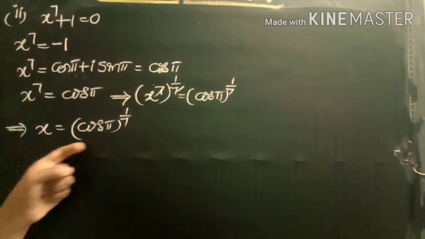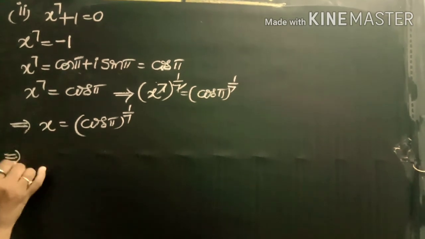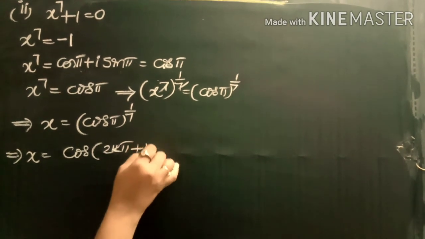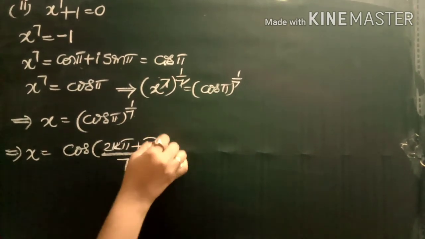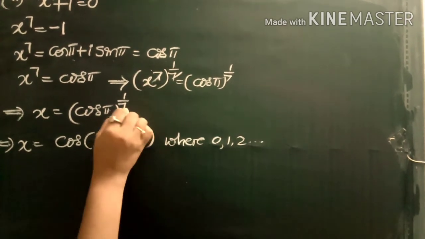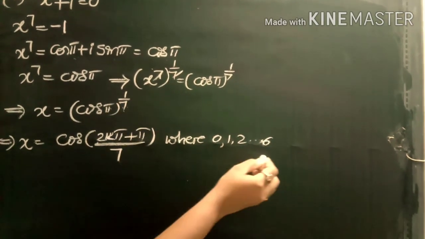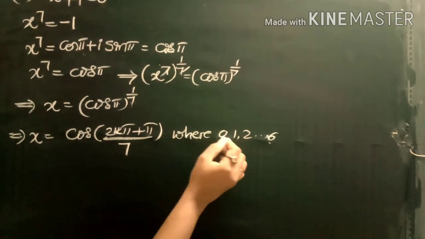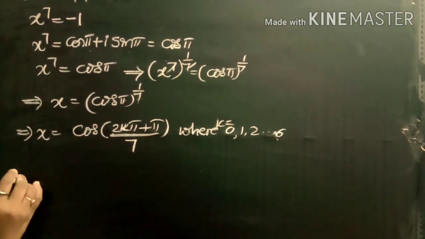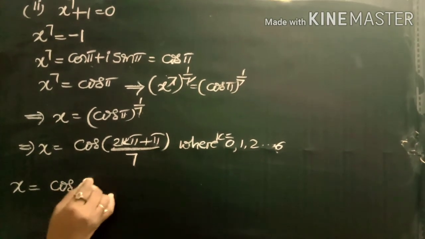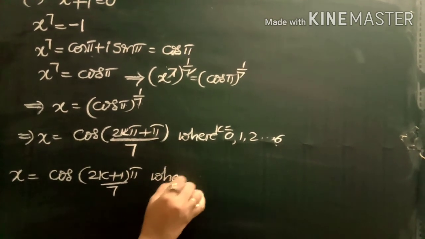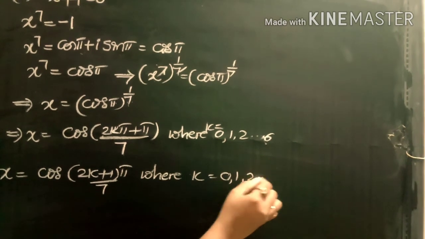Now this is in the form of (cis θ)^(1/n). Now taking the all values formula, that is x = cis((2kπ + θ)/n), where θ is equal to π and n is equal to 7, where k is equal to 0, 1, 2 and so on up to 6, that is n - 1. n is equal to 7, n - 1 is equal to 6. So the values of k are 0, 1, 2 and so on up to 6. Now replacing the values one by one, x is equal to cis of (2k + 1)π by 7, where k is equal to 0, 1, 2 and so on up to 6.